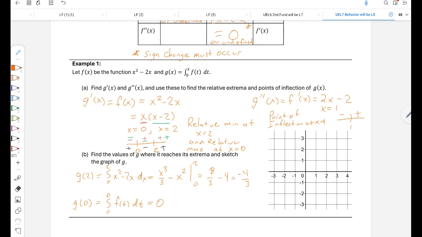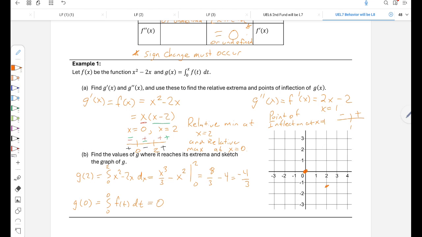Okay, so we know a couple things about our function. We know that the g of 0 is 0. We know that the g of 2 is negative 4/3, which is 1 and 1/3. We know that our function is increasing, decreasing, and then increasing, and has a point of inflection somewhere along the line here at 1. No, 2 is the x value. The g of 2 is negative 4/3, right? So that's the point 2 comma negative 4/3.